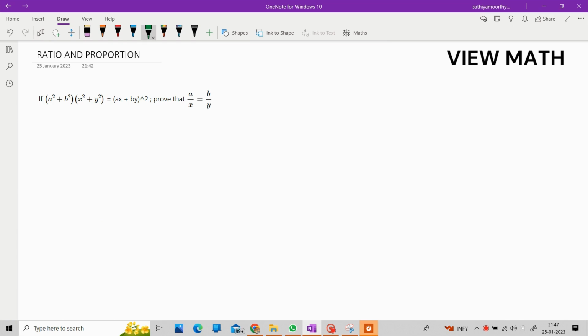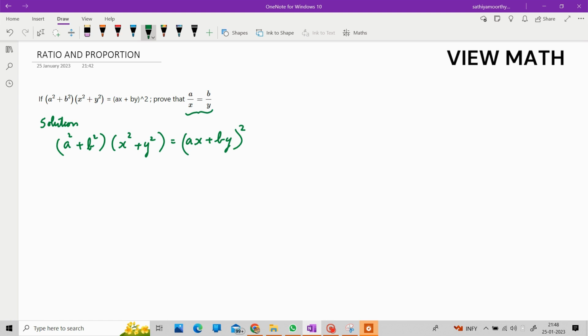Now let's see a problem. If a square plus b square into x square plus y square is equal to ax plus by the whole square, prove that a by x is equal to b by y. So first what is given, let me write. A square plus b square into x square plus y square is equal to ax plus by the whole square, they have given. So they are asking us to prove a by x is equal to b by y. So now let me simplify this.